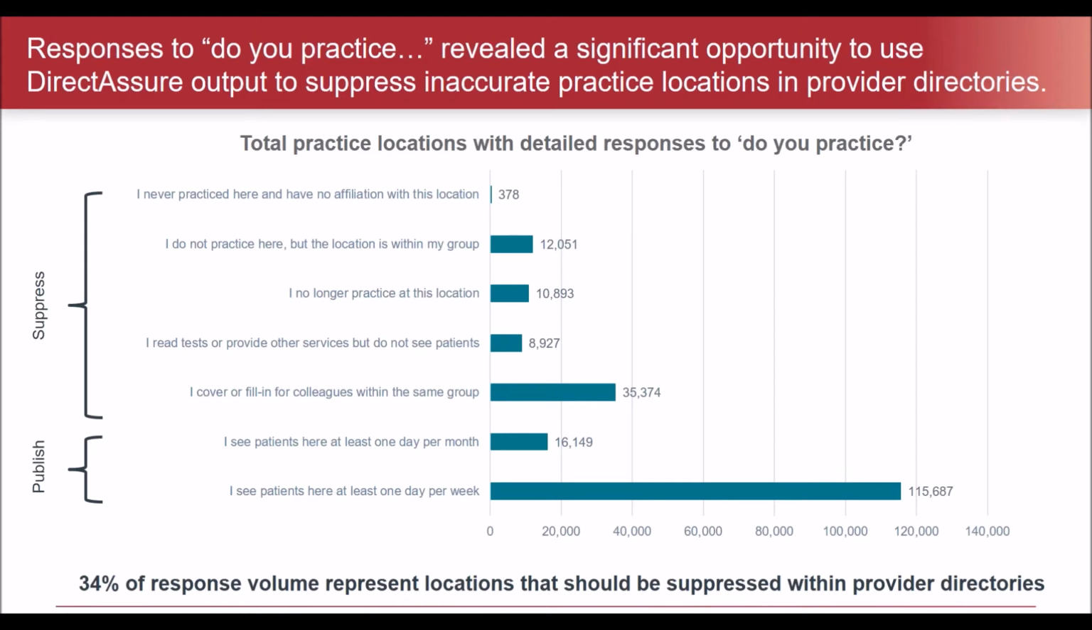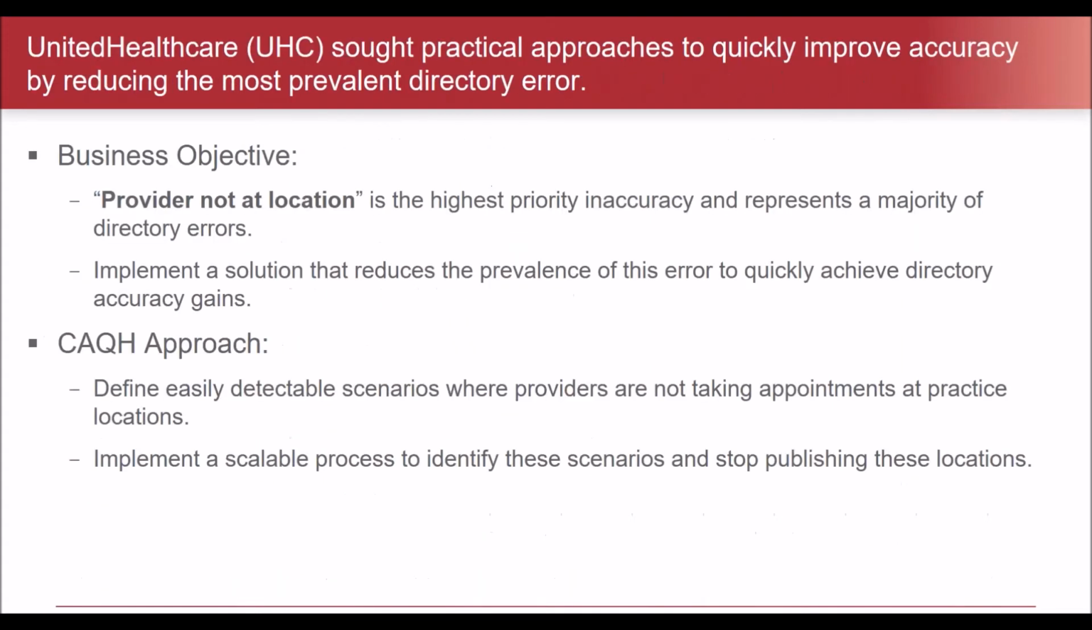However, if you take a look at the top here, the suppressed bracket, so I've never practiced at a location, I don't practice here, I no longer practice at a location, or I read tests or cover or fill in for colleagues. While each one of those is a smaller bucket of responses, collectively they're about 34% of the response volume. So that's a significant number of locations we're capturing good information for that health plans can be confident in using to suppress the locations within their directories. Okay. Let's move to the next slide here.